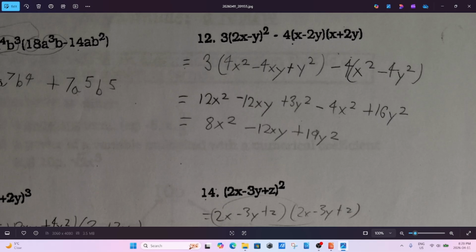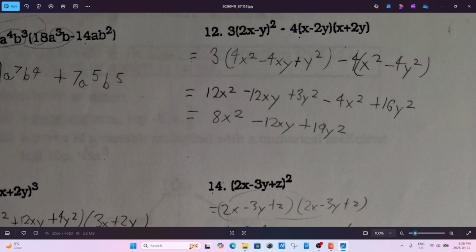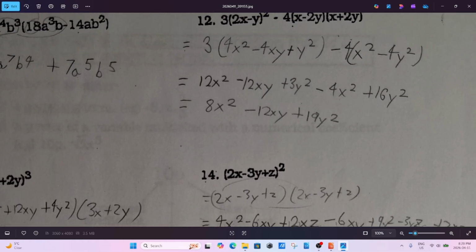And then here you do x minus 2y times x plus 2y, which gives you x squared minus 4y squared, and the middle two terms cancel out. Okay, and then 12x squared minus 12xy plus 3y squared is just the 3 distributed to the terms 4x squared minus 4xy plus y squared. And then the 4 you distribute to the x squared minus 4y squared, you get 4x squared. Because there's a negative sign here and a negative sign here, it becomes positive, so it becomes positive 16y squared.